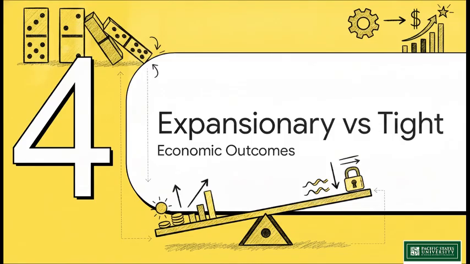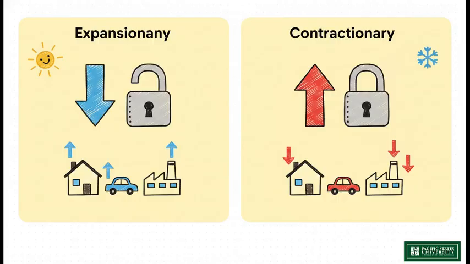Section 4, Expansionary versus Contractionary Policy. This is where we look at the big picture strategy. The guiding principle you need to understand is that central banks almost always act countercyclically. That means they are intentionally pushing against the prevailing winds of the business cycle to smooth out the extreme highs and the extreme lows. First, let's talk about expansionary, or what financial markets often call loose monetary policy.